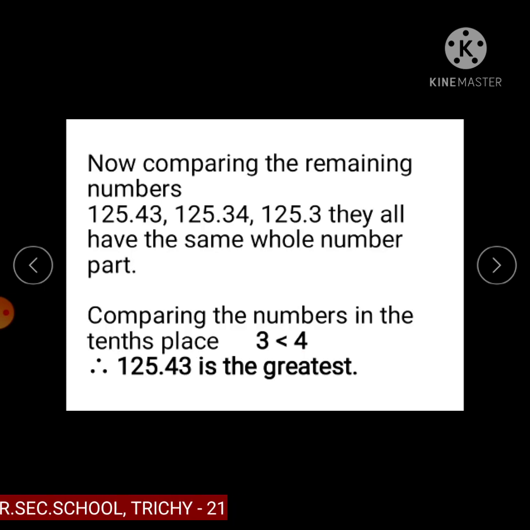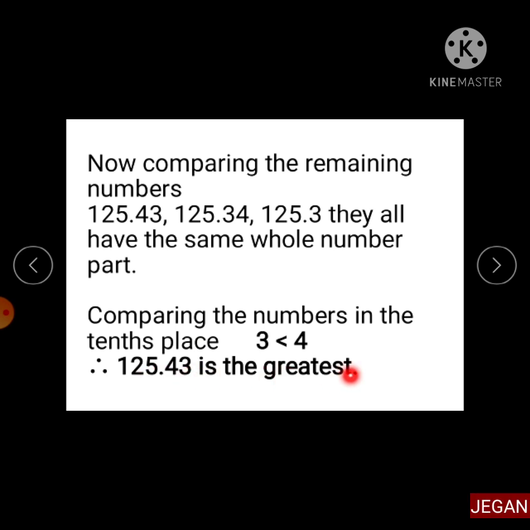Now, comparing the remaining numbers 125.43, 125.34 and 125.3, they all have the same whole number part. Comparing the numbers in the tenths place, 3 is less than 4. Therefore, 125.43 is the greatest.